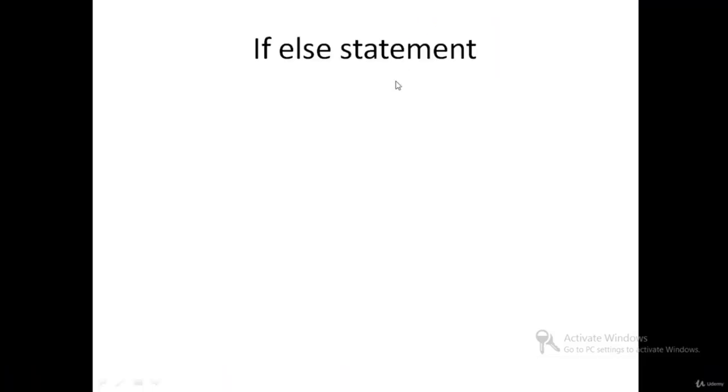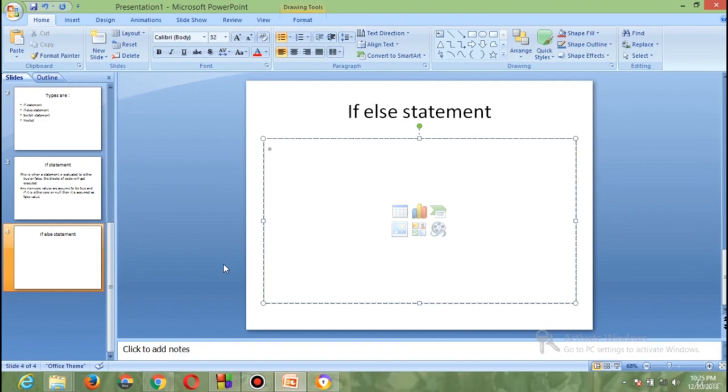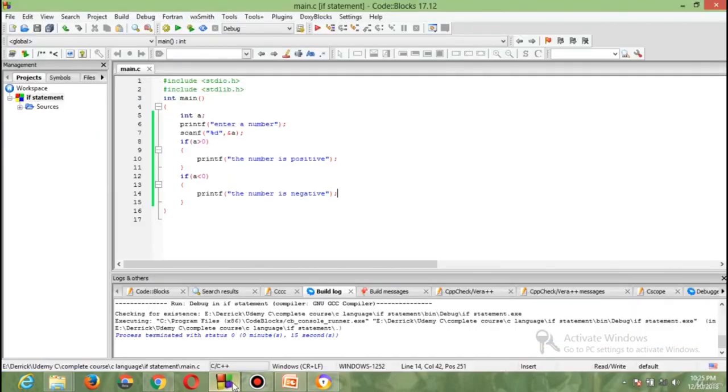Okay, now let's go to the if else statement. Now with the if else statement, if the condition is true, the set of instructions inside the if block will get executed. In the same way, if the condition happens to be false, the set of instructions inside the else block will get executed. Now let's go back to our code block and then see what we are talking about.